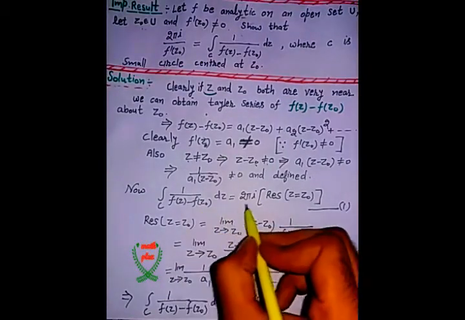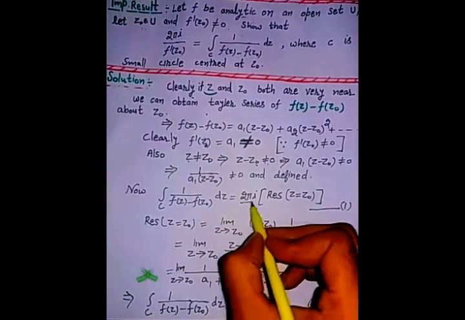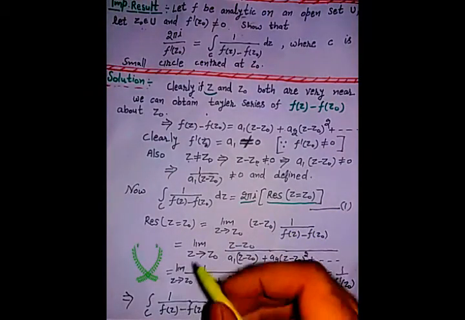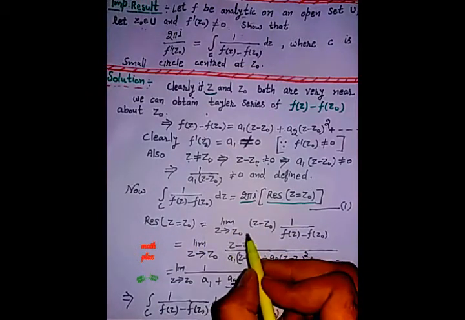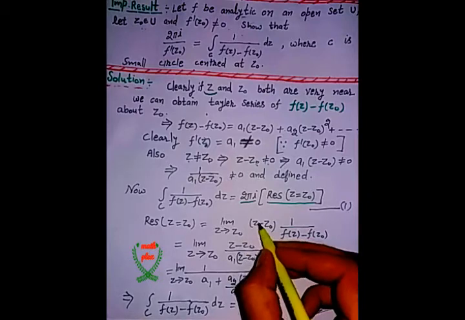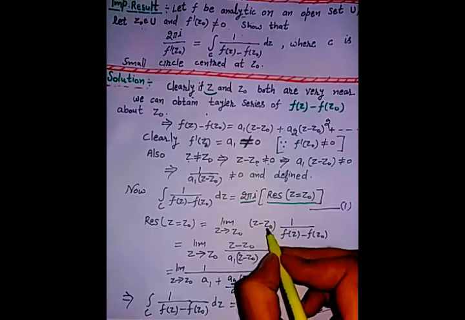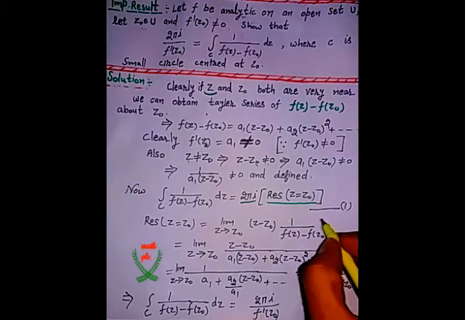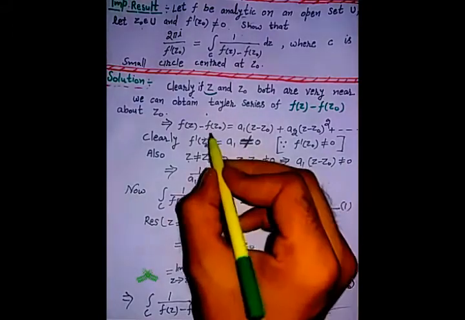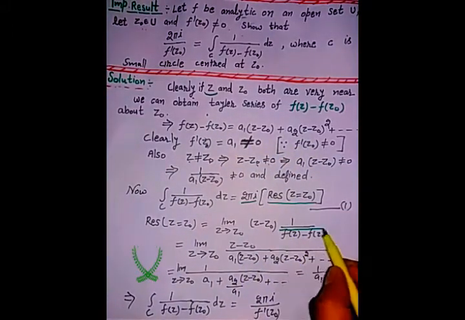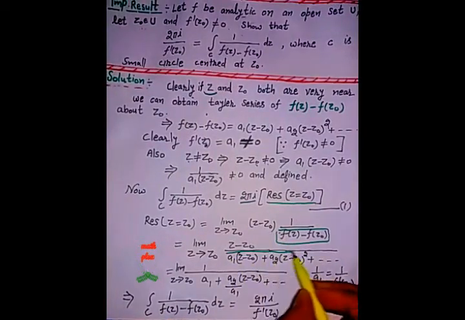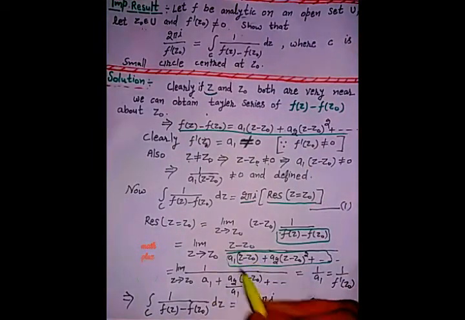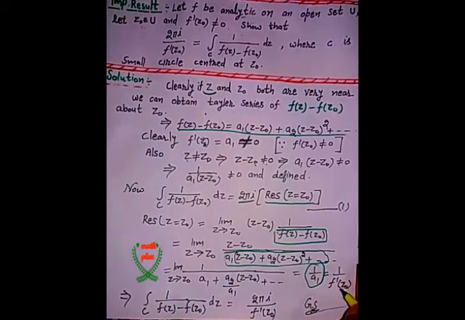By Cauchy residue theorem, the answer of this integral is 2 pi iota times the residue at z0. So how can we calculate the residue? Limit z approaches z0, we have to multiply by the factor z minus z0 to calculate the residue at z0 of the function whose residue we calculate, and we can put this value of the function here from this equation. Now we can calculate this limit, and this becomes 1 over a1.